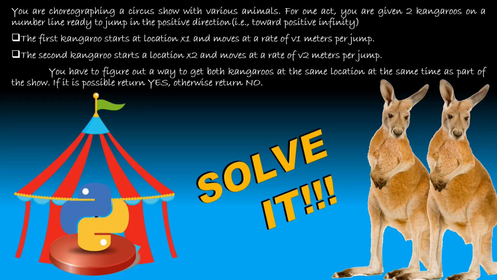If it is possible, it returns YES. Otherwise it returns NO. For example, see the picture. The yellow footprint is kangaroo 1's and the orange one is kangaroo 2's footprint. Kangaroo 1 starts at position x1, that is 1, and kangaroo 2 starts at position x2, that is 2. But the jumping rate of kangaroo 1 is 2.